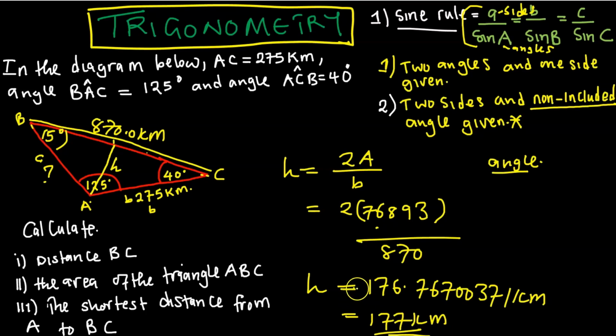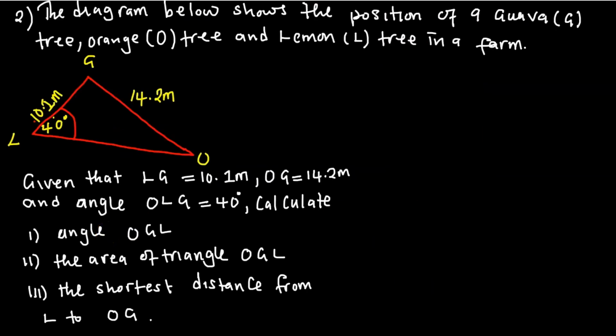Up next we are going to look at the second part. That is when we are given 2 sides and non-included angle. Let us now look at a situation where you are given 2 sides and non-included angle. What do you do if you are given 2 sides and non-included angle?